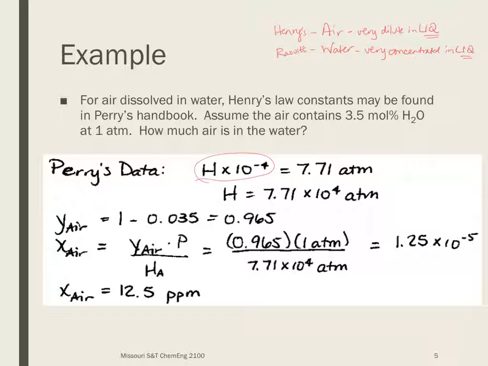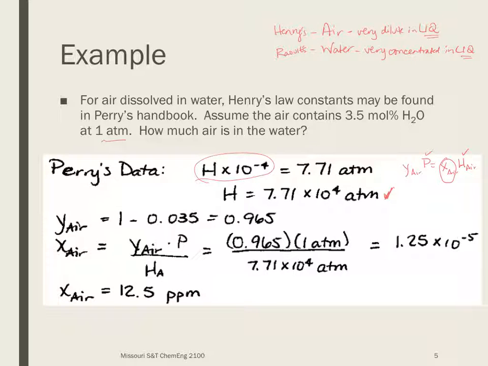So I can use Henry's law and this constant here for air. I cannot use it for water. For air, Henry's law says Y for the air times the total pressure, this is my partial pressure of air, is equal to X for the air times the Henry's law constant for the air. I have the Henry's law constant. That's what we just looked up. I have the total pressure. It's given as 1 atmosphere. I am looking for how much air is in the water, so in the liquid. So I'm looking for X_A.